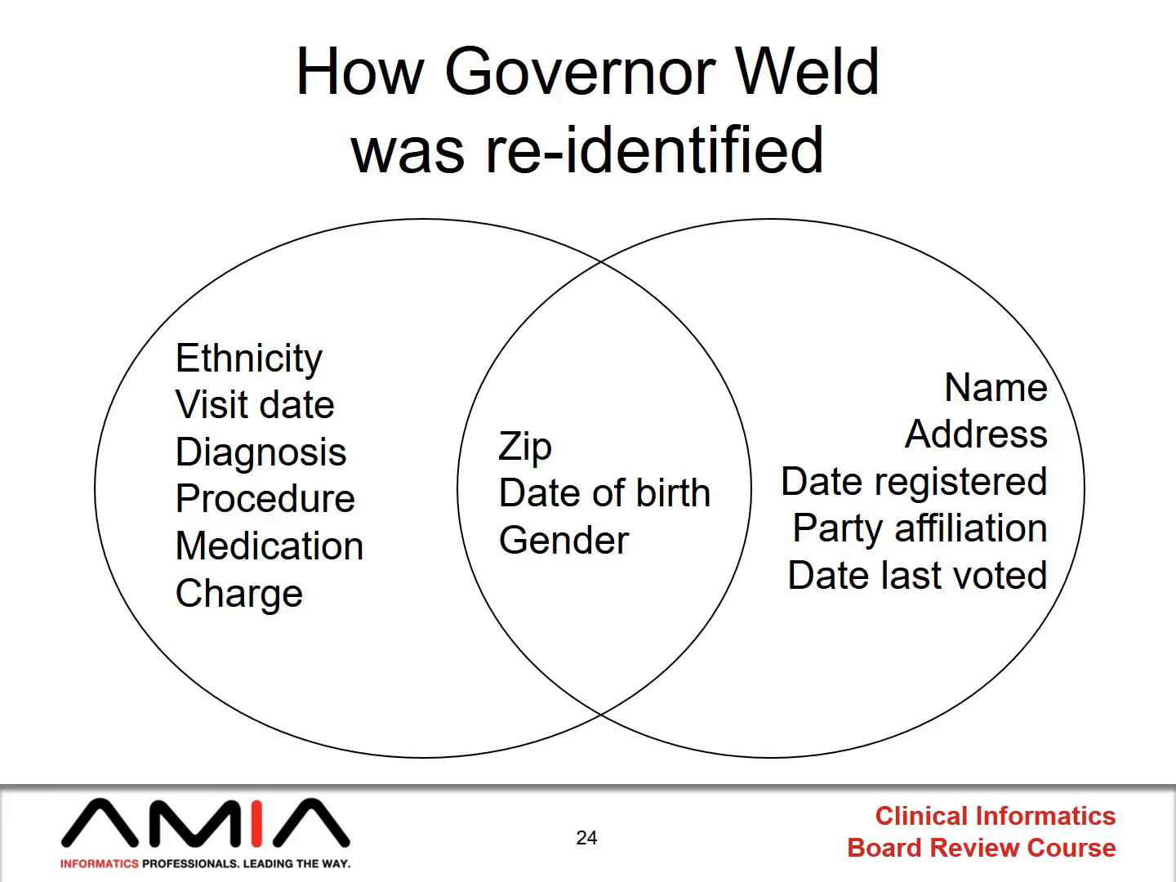Here's how Governor Weld was identified by LaTanya Sweeney. The left-hand circle shows the state health care database of all state employees with ethnicity, visit dates, diagnoses, and including zip code, date of birth, and gender. These data elements were also present in the voter registration rolls, and that, of course, allowed linkage to the name and address, not to mention one's political views.